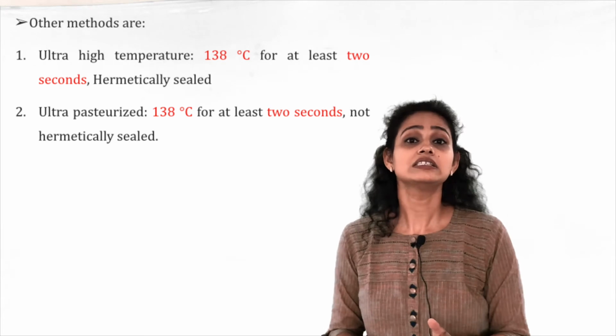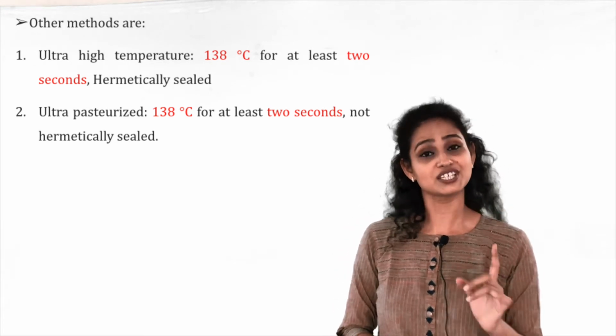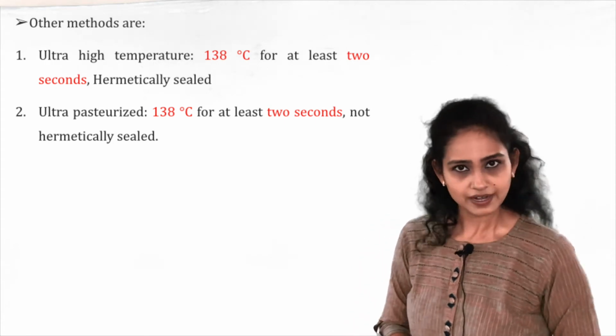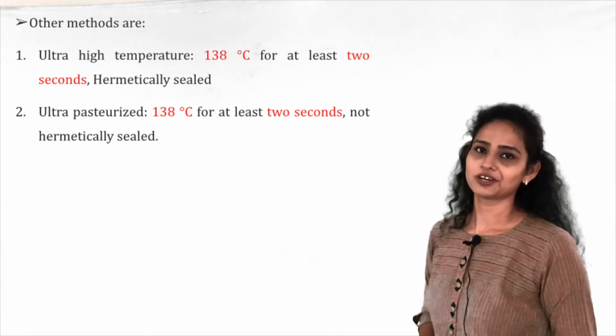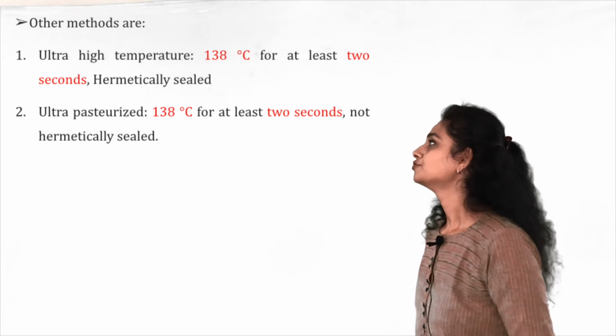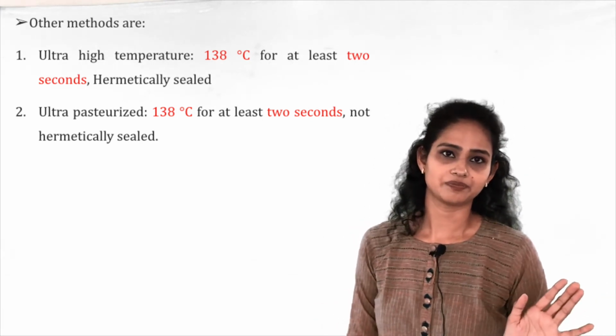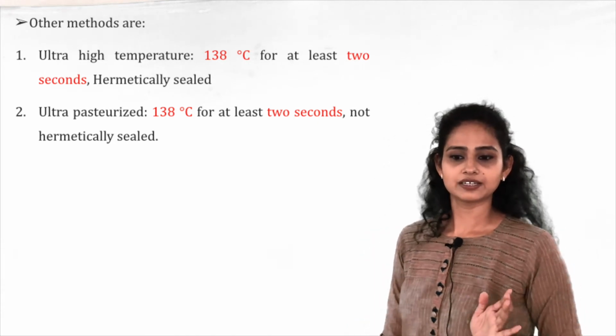in hermetically sealed containers, right? That means your 6-layer Tetra Paks are known as hermetically sealed containers. This is an example of a hermetically sealed container. So you have to pack them in hermetically sealed containers, and then you have to supply them. So that is ultra high temperature.